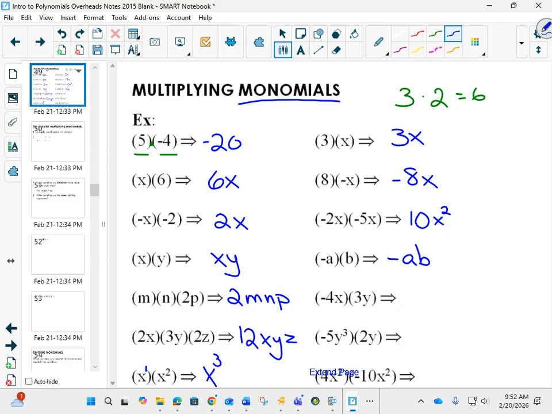But you can have a negative a. There we go. Negative 4 times 3? Negative 12. Yes. There we go. Negative 12, and then we could have x, y. 12xy. Okay.